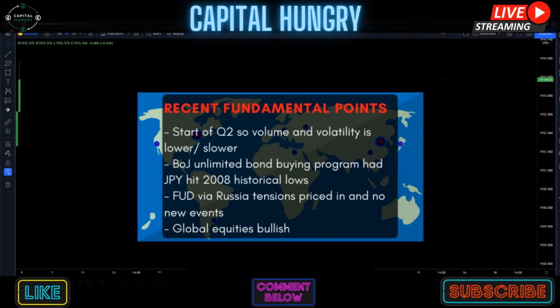Some other key fundamental points was also last week, where the Bank of Japan announced an unlimited bond buying program at a specific price, which led to some further weakness in the Japanese yen individually, as the Japanese yen hit 2008 historical lows and USDJPY is starting to hit historical highs. Also, a lot of the fear, uncertainty, and doubt via the Russia tensions have been priced into the markets, and we do not have any new fear-related events.